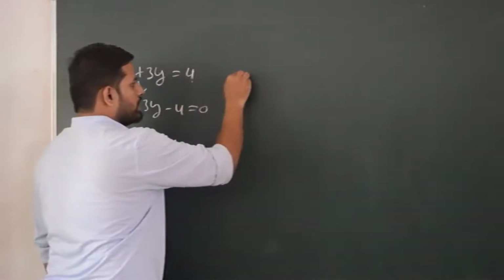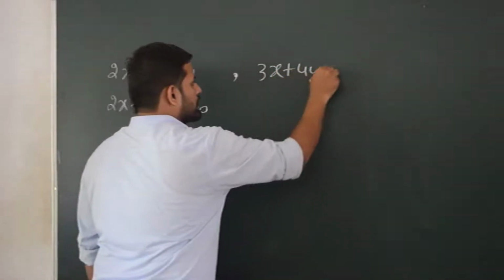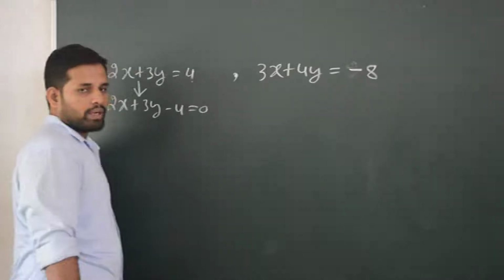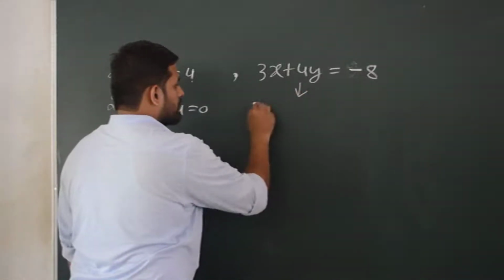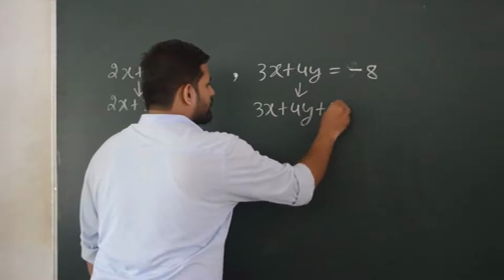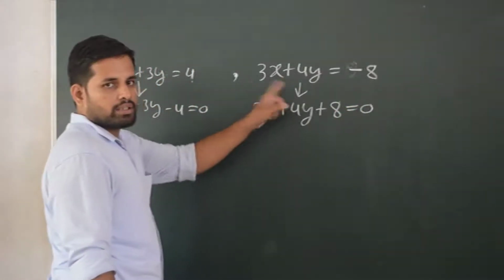If I write one more linear equation in two variables, like 3x plus 4y is equal to minus 8, let me take that. Now how can I write this? That can be written as 3x plus 4y plus 8 is equal to 0, right? Are you getting my point? I can write this equation like this. So these are same equations.